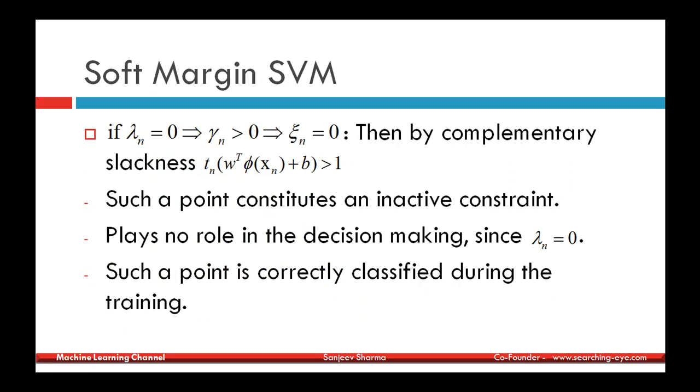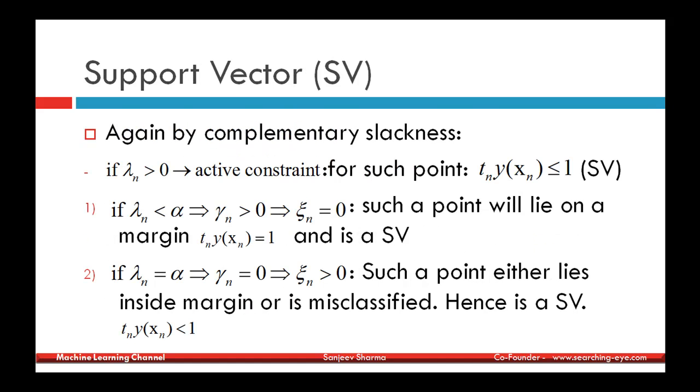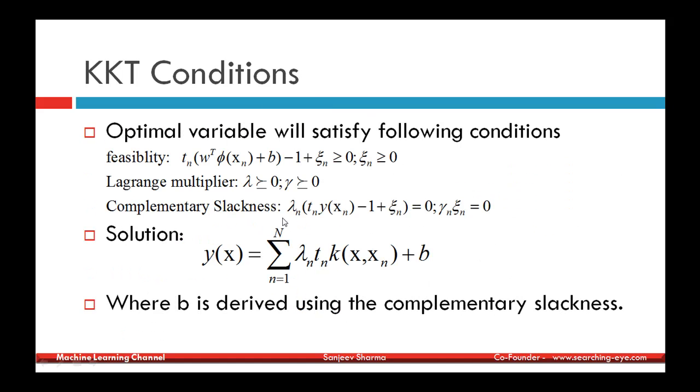So finally we can discard all the non-support vectors from the dataset, and we can just keep the support vectors, since we need the lambda n corresponding to the support vectors, and for non-support vectors the lambda n will be 0.